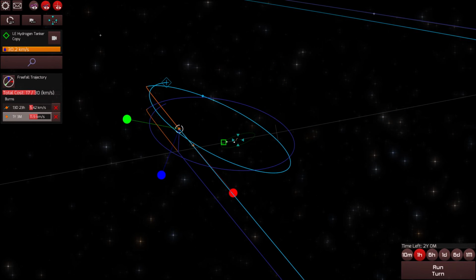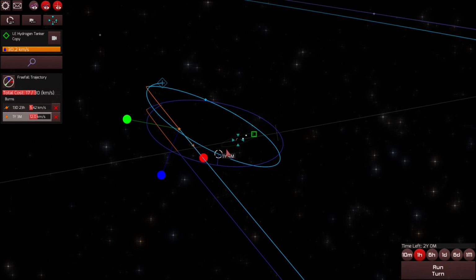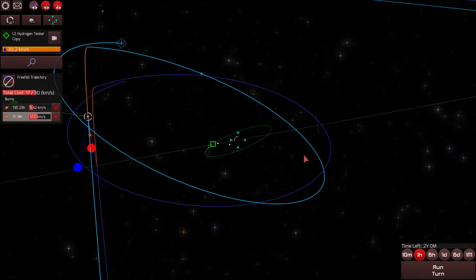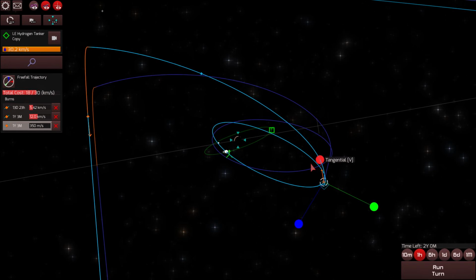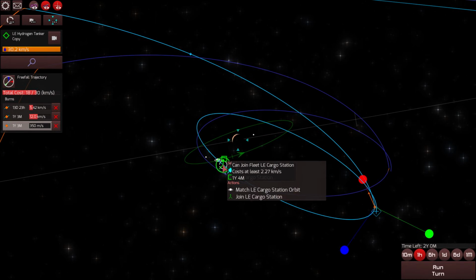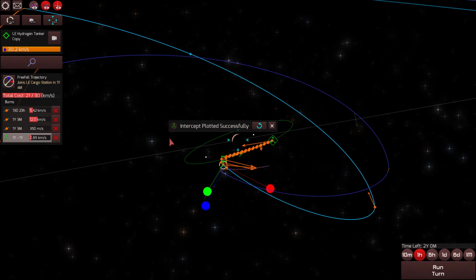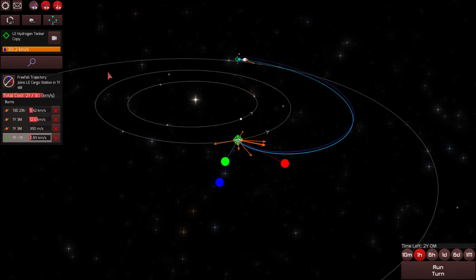Now here we are in some sort of crazy Martian orbit. If we burn tangentially here, then we can match up with the cargo station. That uses up 21 delta V out of 30. So let's get this going.